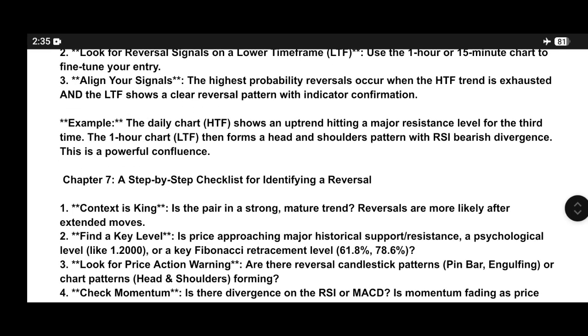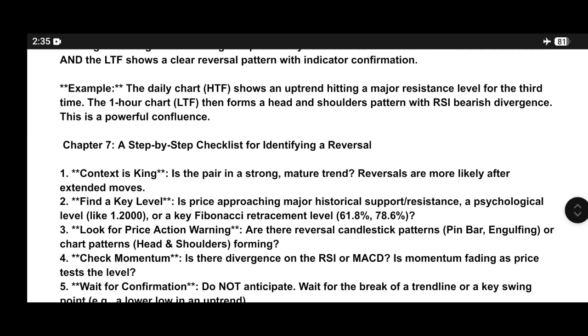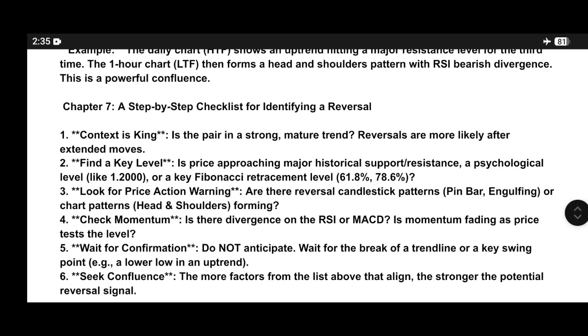Number 7, or chapter 7, is a step-by-step checklist for identifying a reversal. Number 1 is context is king. Is the pair in a strong, mature trend? Reversals are more likely after extreme moves.